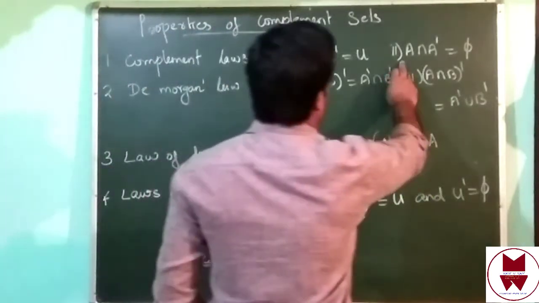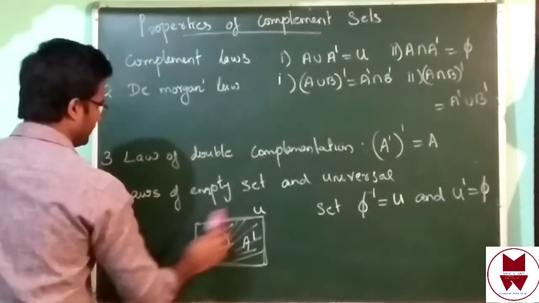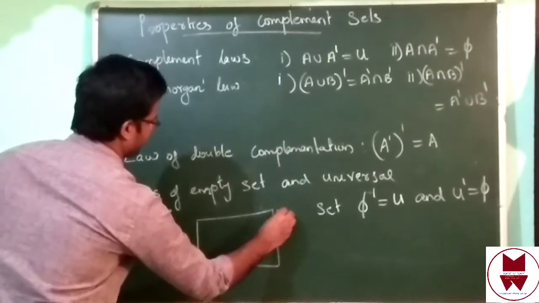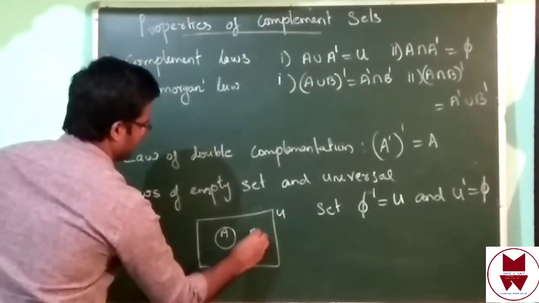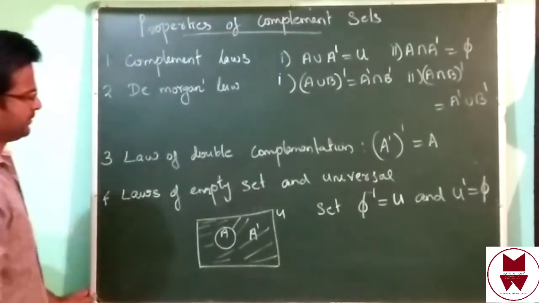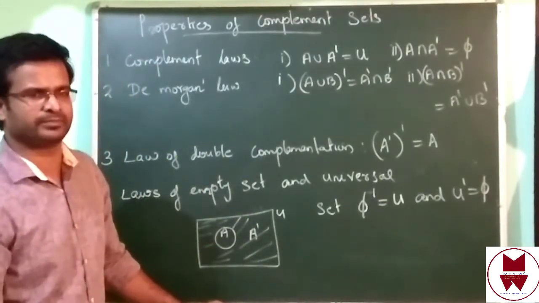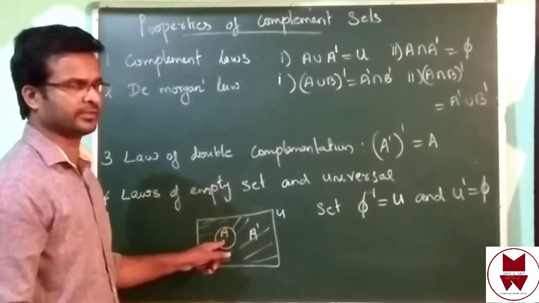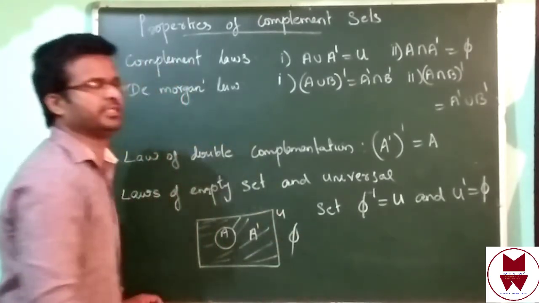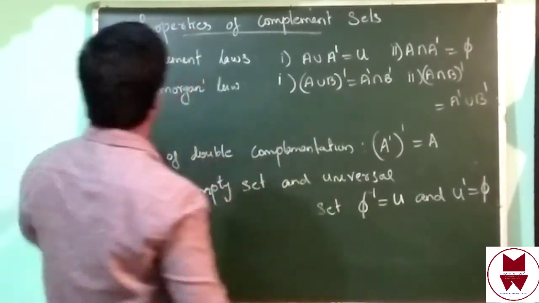Then next, Roman number 2: A intersection A complement equals the empty set. We can see that also using a Venn diagram. This is A, and the outside shaded region is A complement. Then intersection means common terms. Here, can you see anything common between the shaded region and the unshaded region? There is no common region here, isn't it? That's why you will get the empty set. No region.